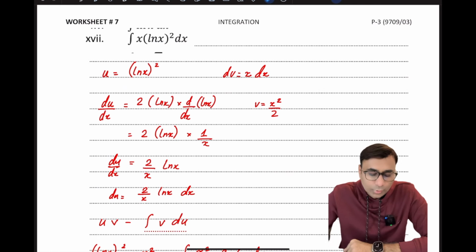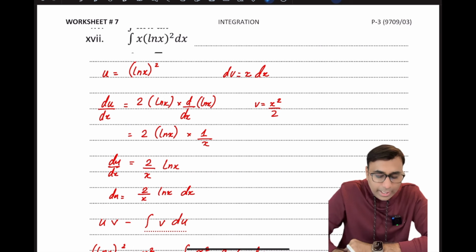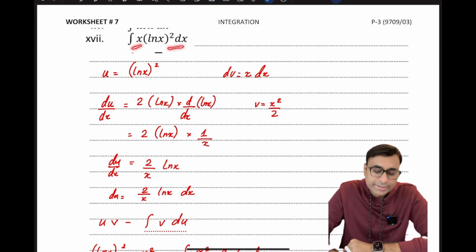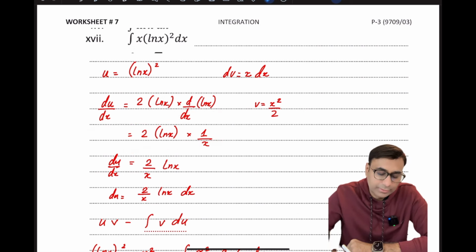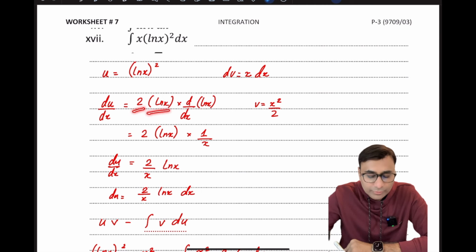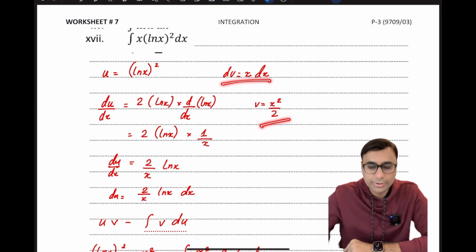Let's have a look at one more slightly complicated example. I have again an ln function over here, so I'll suppose u as ln x whole squared and I'll suppose dv as x dx. I differentiated it, I still got an ln function in that, because in the process of differentiation I'll apply the chain rule principle. I'll multiply by 2 as a power, reduce the power by 1, then I will differentiate the base again, that differentiates to 1 over x. Then I will integrate dv and that comes out to be x squared divided by 2.